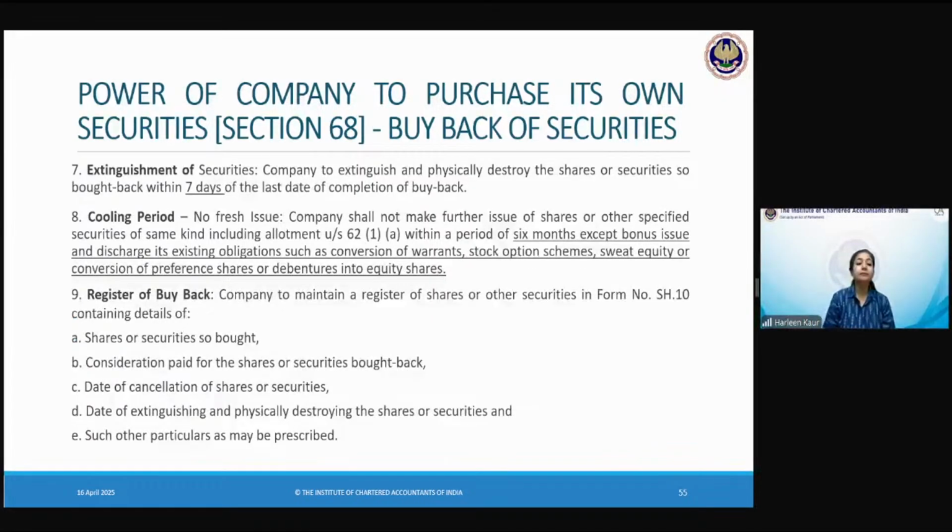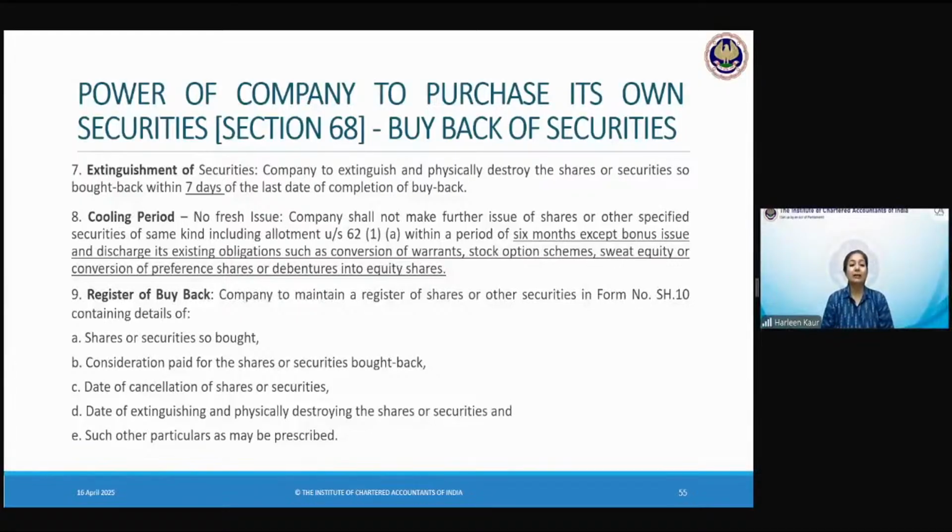Moving on. Extinguishment of securities. Once you have bought back the securities, you physically destroy these shares within 7 days of the last date of completing buyback. So within how many days do you have to extinguish, that is, physically destroy the shares? Whatever shares have been bought back, within 7 days the shares shall be physically destroyed.